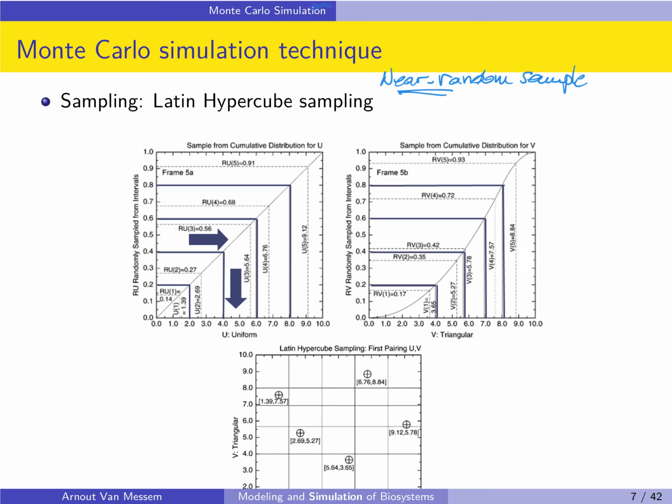In this example, we see that the first value of u, 1.39, is combined with the fourth value of v, 7.57. Further, we see that the second value of u is combined with the second value of v. The third value of u is combined with the first value of v, the fourth value of u with the fifth value of v, and then finally the fifth value of u is combined with the third value of v. And then you see that the final random sample is more evenly spread over the entire space.